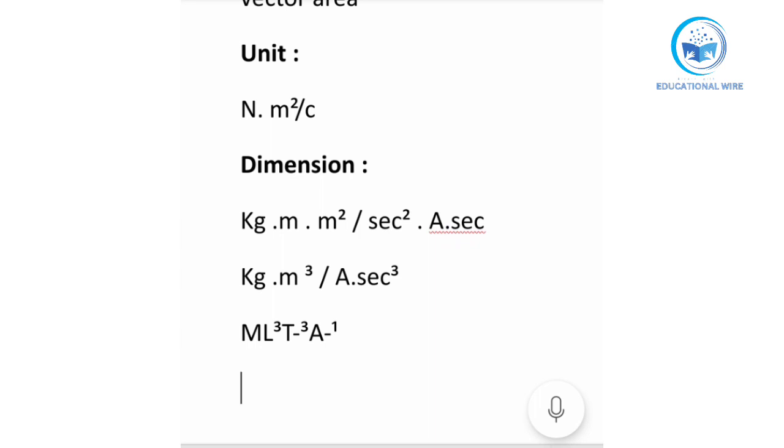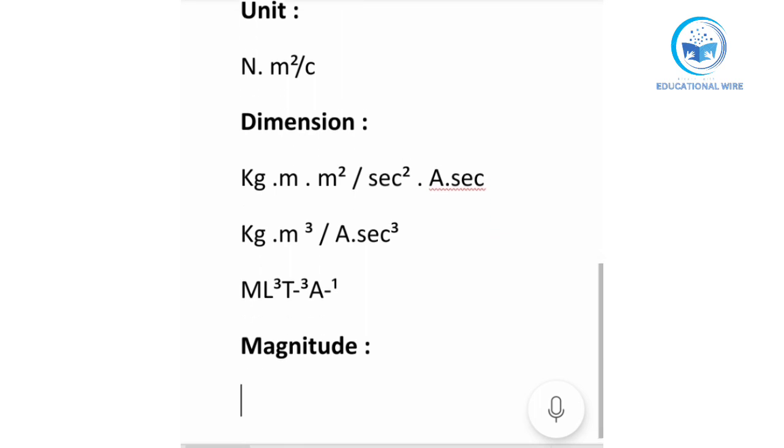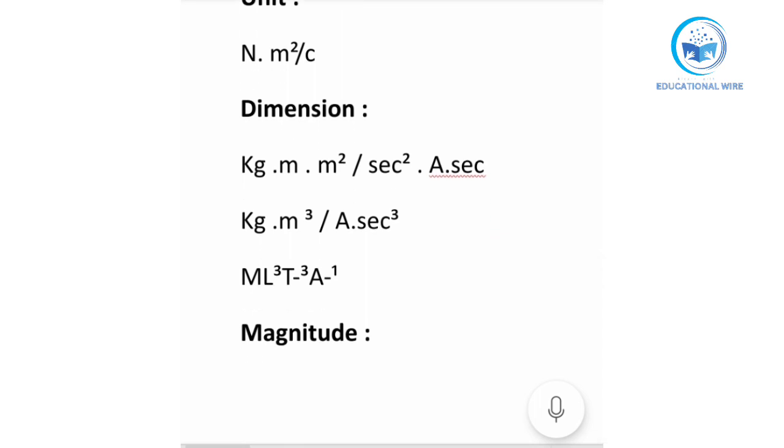Talking about the magnitude of electric flux. The magnitude of electric flux is the place of electric flux. I cannot make the symbol of electric flux, so I am just writing E over here. Or I should write completely electric.